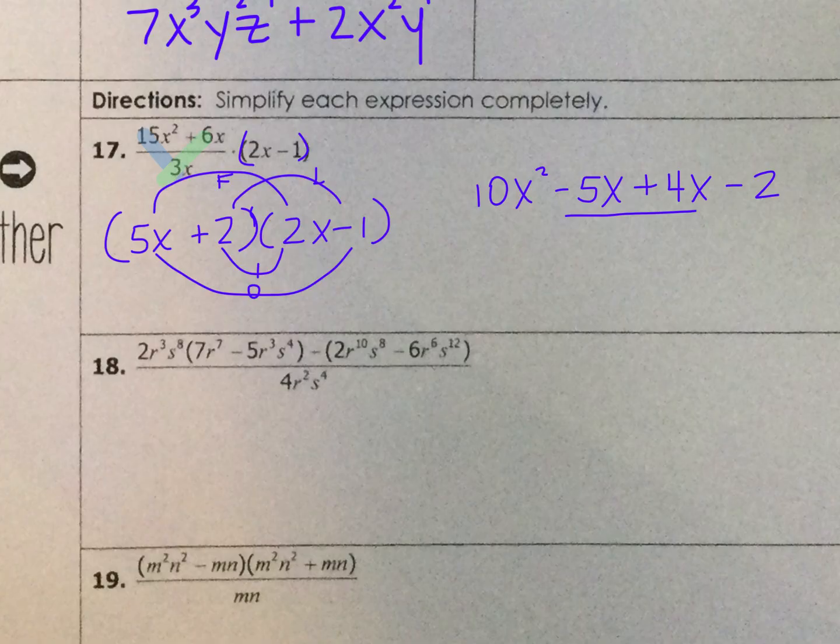I can put these guys together because they're the same. 10x squared, negative 5 plus 4 is negative 1x minus 2.